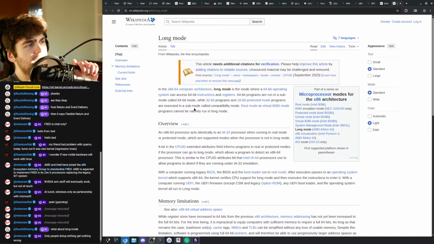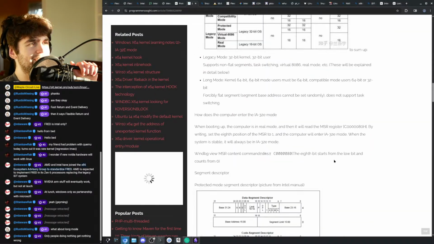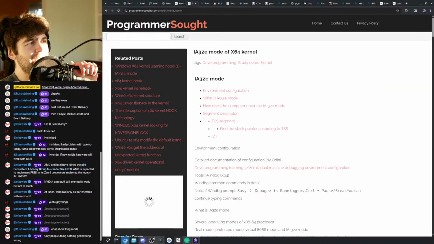In the x86-64 computer architecture, long mode is the mode where a 64-bit operating system can access 64-bit instructions and registers. 64-bit programs are run in a sub-mode called 64-bit mode, while 32-bit programs and 16-bit protected mode programs are executed in a sub-mode called compatibility mode. That's what I searched earlier. IA-32E.